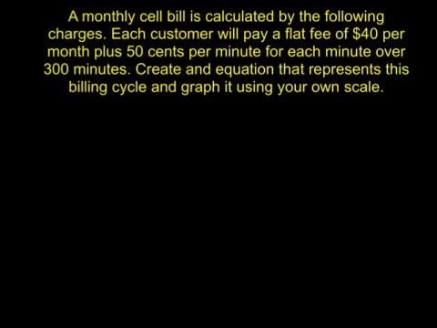There should be no D there. Create an equation that represents this billing cycle and graph it using your own scale. Before we graph and change scales on the graph, you have to first be able to make the equation. So, if we're going to have to graph this, what form should the equation be in?